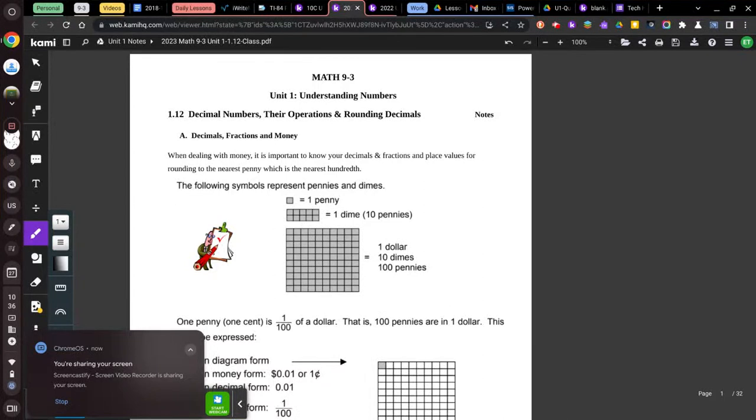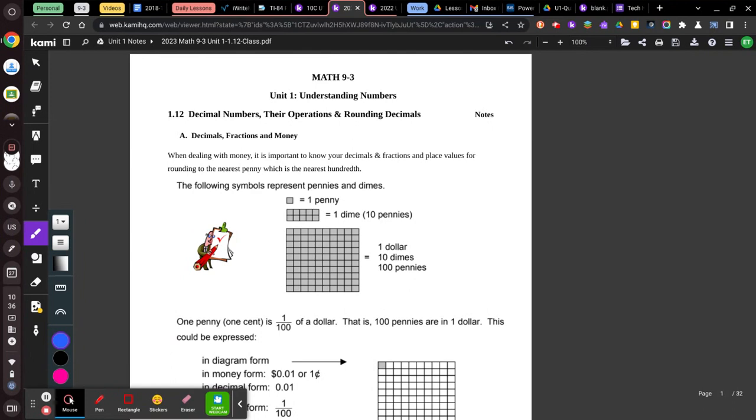Okay, this is lesson 12 of whole numbers. We're talking about decimals, their operations, and rounding them. The first place we see them is with money.